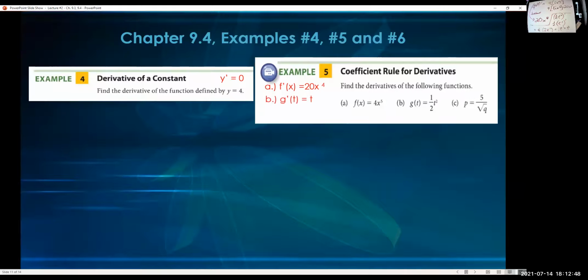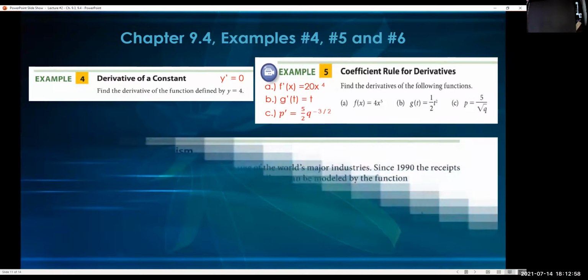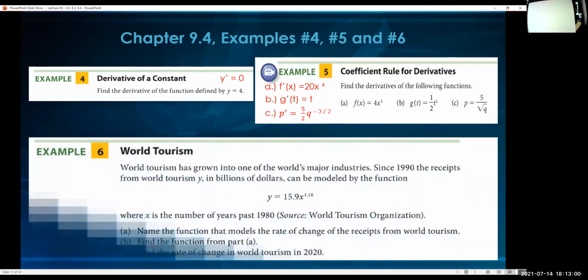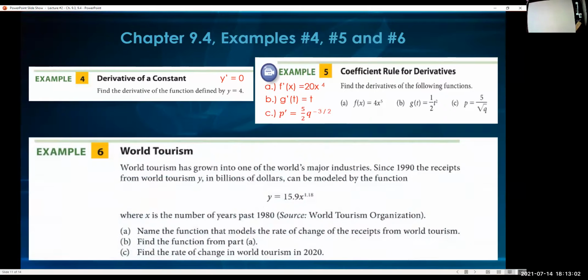And then when it comes to part C, what we're going to do for part C is we're going to use, again, for Q, -1/2. And if you use -1/2 with that 5 there, it turns out looking like this. Let me show you what that would turn out to be. It's P equals 5 over root Q.